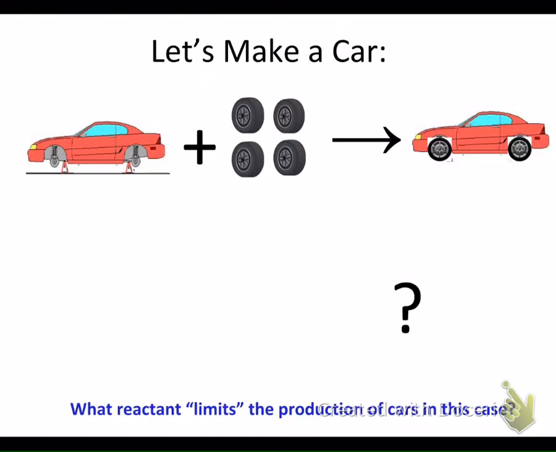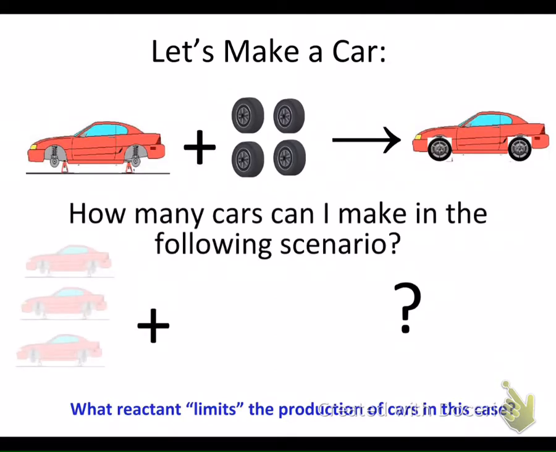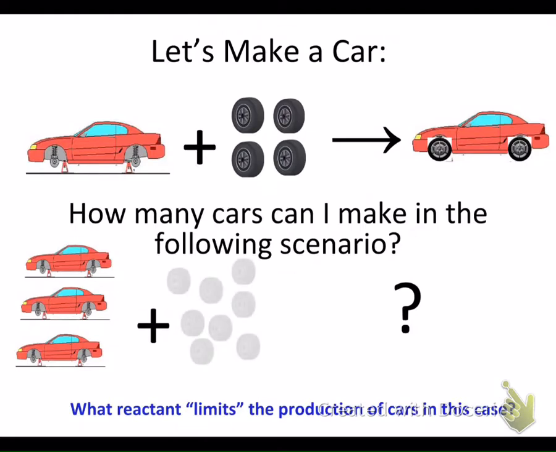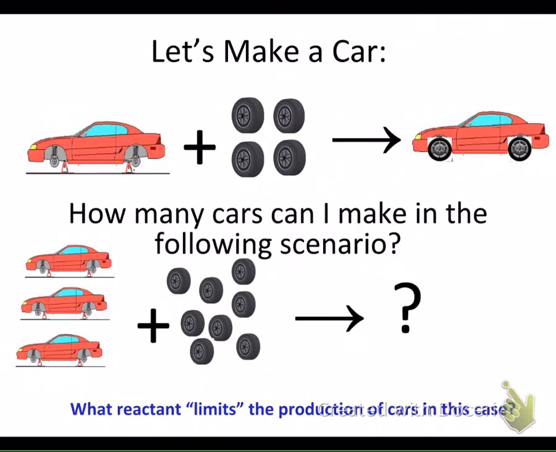I'm asking this problem because it is not a 1-to-1 ratio. It's 1 car, 4 tires. So in this problem, I have 3 bodies, and I'm going to react that with 8 tires. So how many cars will I be able to make? If you just picked 3 because you have fewer bodies, you did this one incorrectly.